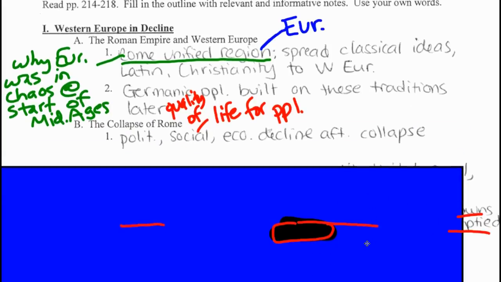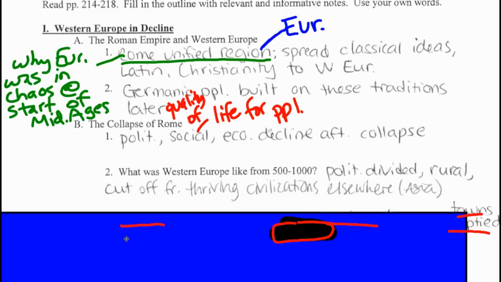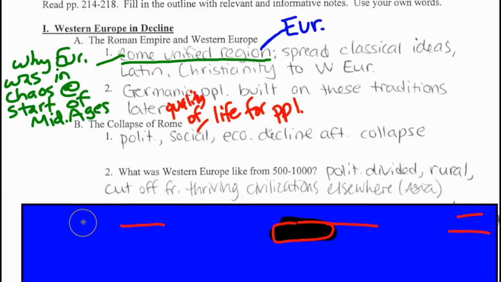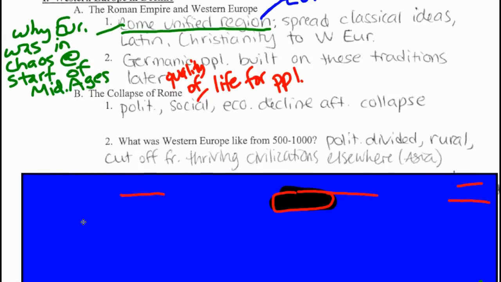So the collapse of Rome led to decline in several areas. The first fact says political, social, and economic decline after the collapse. Social decline is referring to the quality of life for people, which wasn't that great anymore in the early parts of the Middle Ages. More examples of that are given for number 2, the fact there.